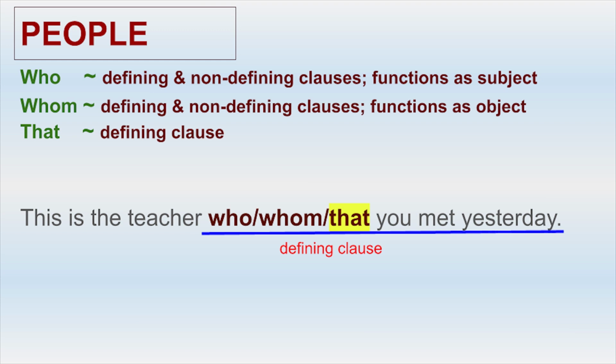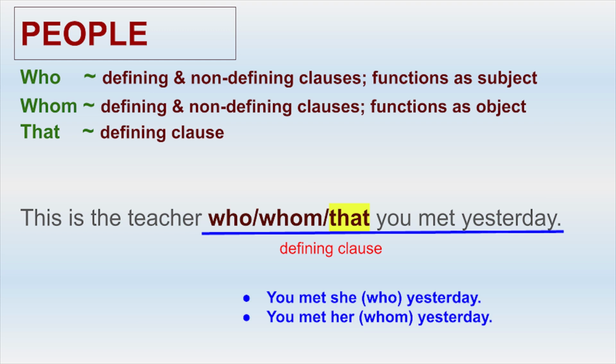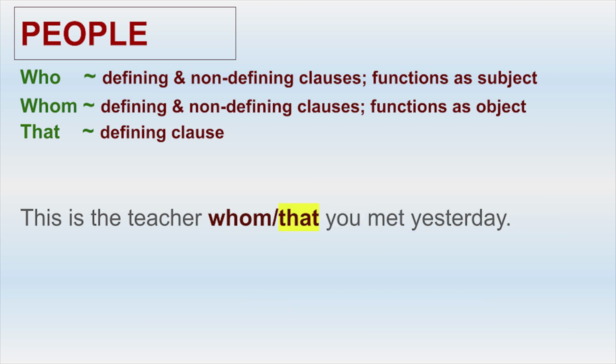Let's now decide whether we should also use who or whom. We will substitute she for who and her for whom. You met she yesterday or you met her yesterday. Her is correct, so the correct relative pronoun to use is whom. This is the teacher whom you met yesterday.